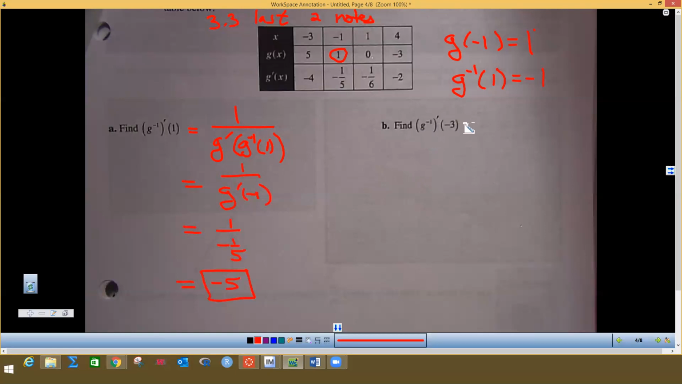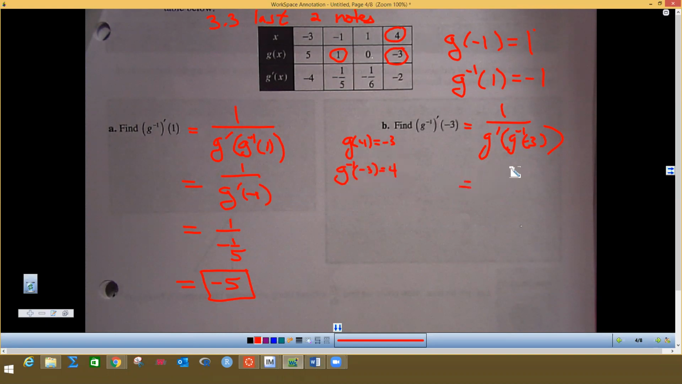We're going to do a very similar thing here. That means we need to find 1 over g prime of the inverse at -3. So what I'm going to look for now is what gives me out -3? Well, -3 is here. And so when you do this, g of 4 equals -3. So the inverse of -3 will equal 4.